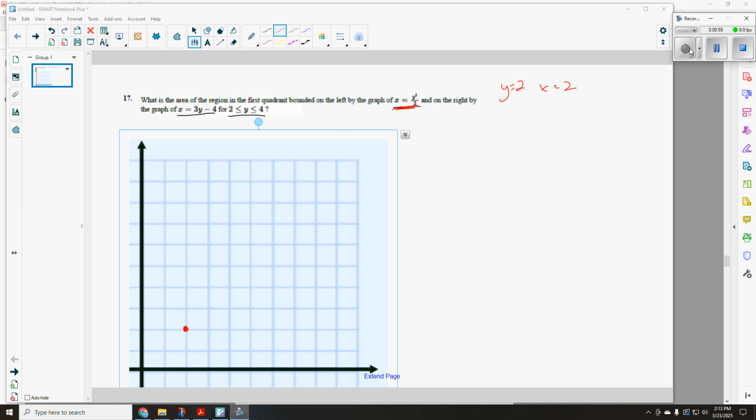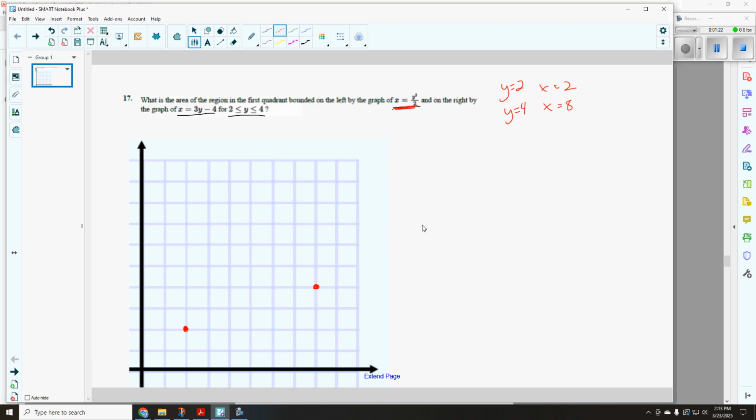I just put that point on the graph. And let's go to 4. When y equals 4, then that's going to be 16 over 2. X is going to be equal to 8. So here's 4, here's 8, here's y equals 4. So this is the other point there.